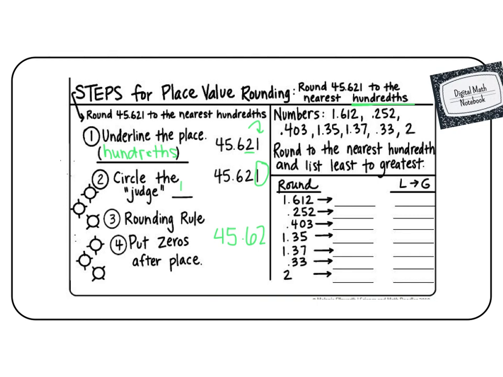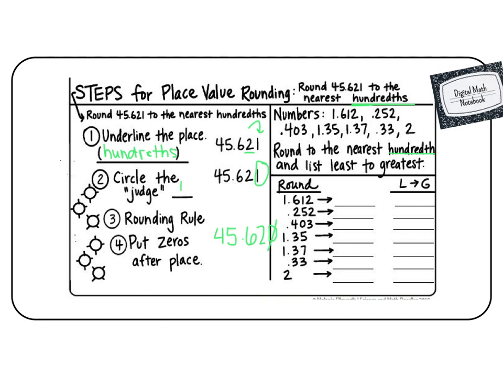It doesn't round up to a 3. Remember, we could put a 0 after here, and that would be okay. And if we leave the 0 off, that would be okay as well. Let's practice with these numbers here on the right side. It says we're going to round it to the nearest hundredths place, and then we're going to list them from least to greatest. So first, let's round.